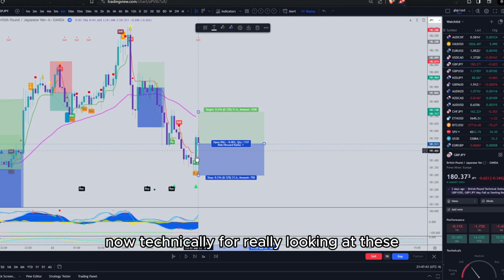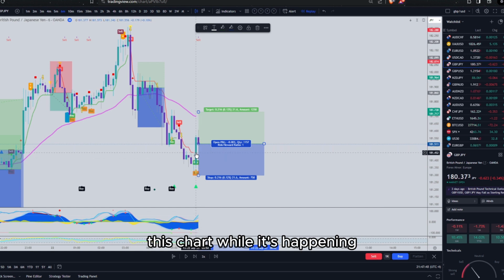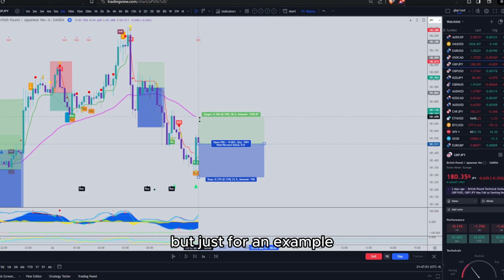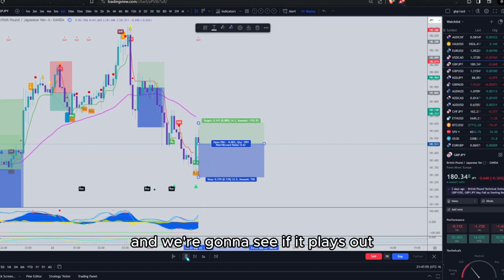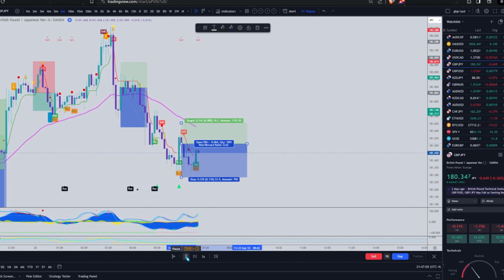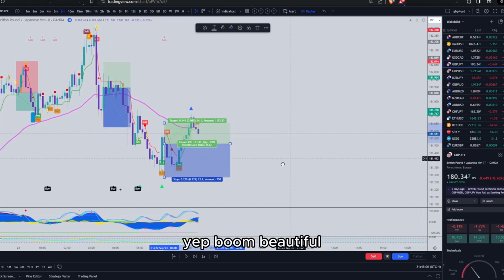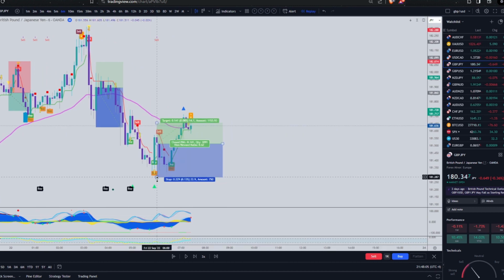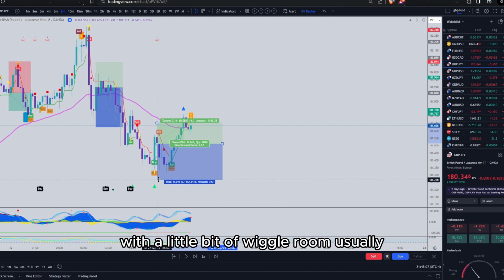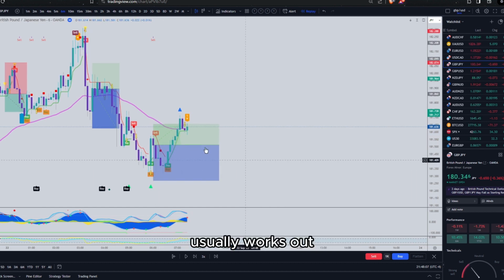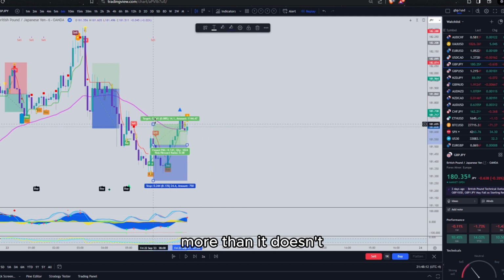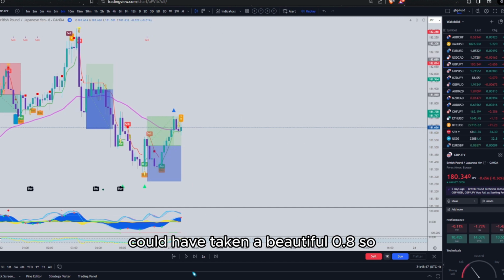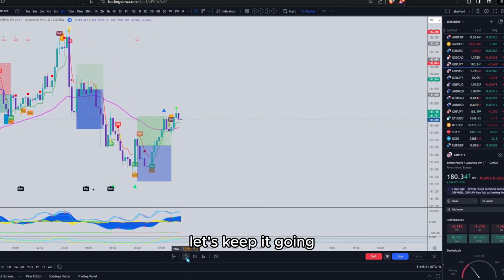Now, technically, if we're really looking at this chart while it's happening, we'd probably go and get in somewhere here. But just for an example, we went in even later, and we're gonna see if it plays out. Yep. Boom. Beautiful. So putting our stop loss under the previous low with a little bit of wiggle room usually works out more than it doesn't. It could have taken a beautiful 0.8. Boom. Let's keep it going.